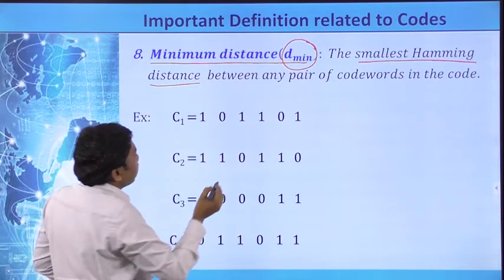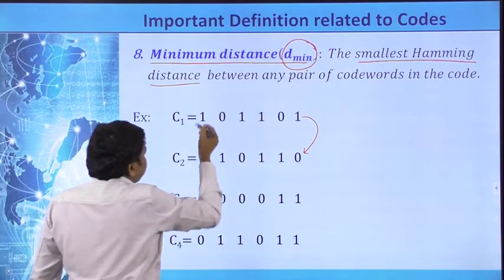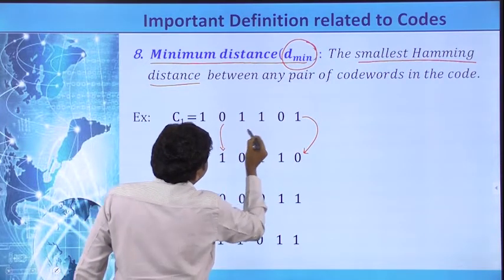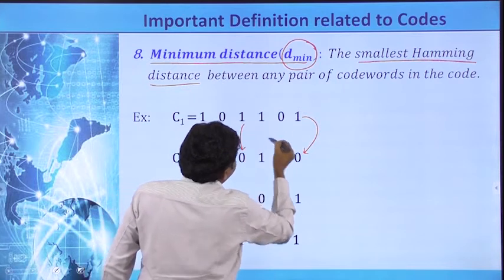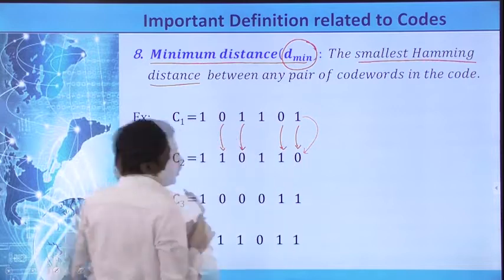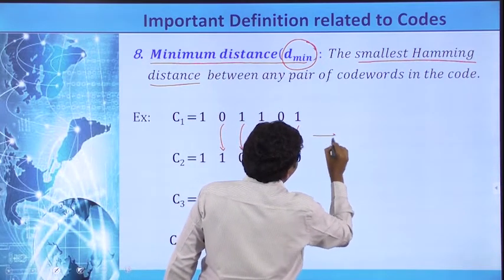So what is the Hamming distance between C1 and C2? Look here. This 0 is changed to 1, 1 is changed to 0, here also 0 is changed to 1, here also 1 is changed to 0. So the Hamming distance between these two is 4.